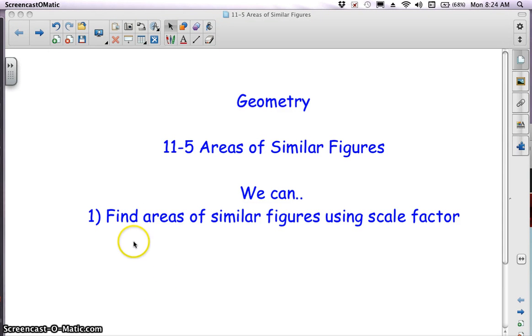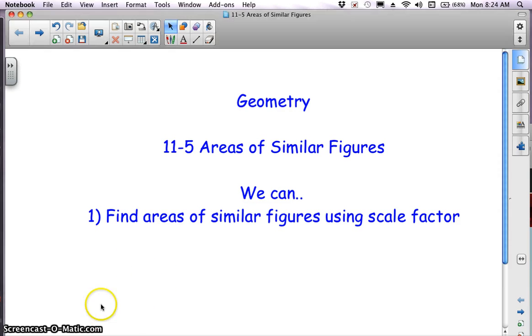Hello, geometry students. We're going to do section 11.5, areas of similar figures. We can find areas of similar figures using scale factor, and we can also find missing sides as well.